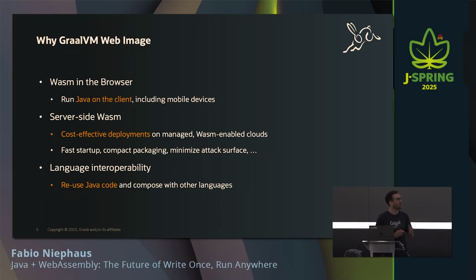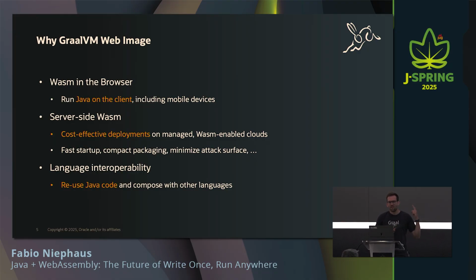I will give you an example for this later on. Then I already mentioned cost-efficient deployments. The major cloud vendors are working on different Wasm-enabled clouds, and they are all managed. What's cool is that with a native image, you still need to put it in a container and keep the container updated. But if you're using something like this, then the runtime will be managed, and all you do is provide your Wasm module, and they will take care of the rest. And of course, you benefit from all the things that we already know from native image: fast startup, compact packaging, minimized attack surface, and so forth.